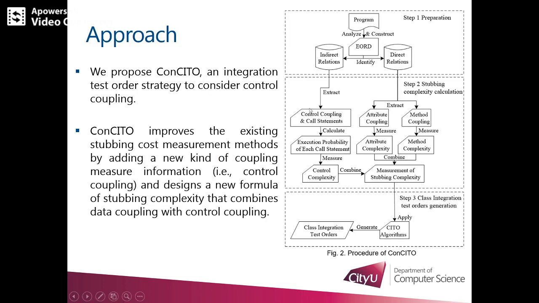Therefore, we propose ConCITO, an integration test order strategy to consider control coupling. Figure 2 shows its procedure, which improves the existing methods by adding the control coupling when designing a new formula for stubbing complexity.